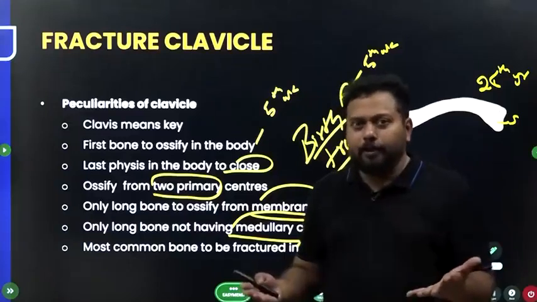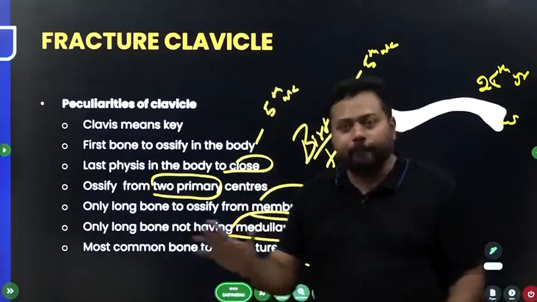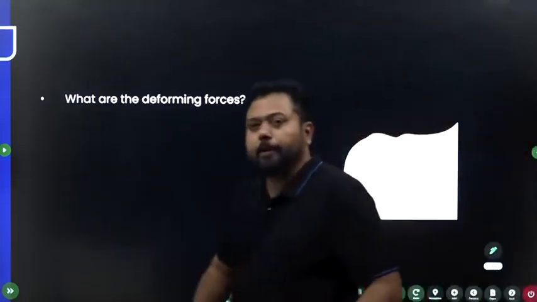You see the coincidence, man. All the most common fractures are happening in the upper limb. You will never forget this point. Very good. So, what happens? What are the 2 deforming forces?